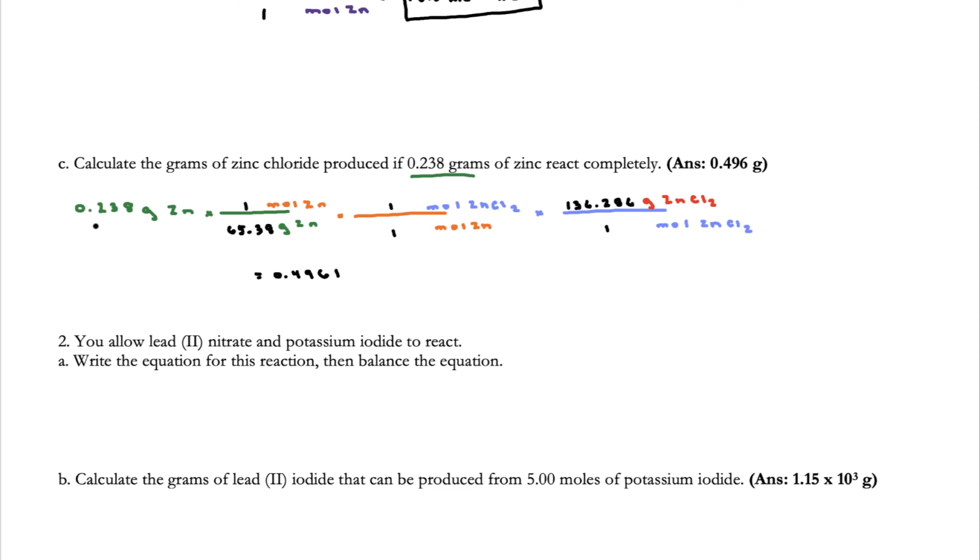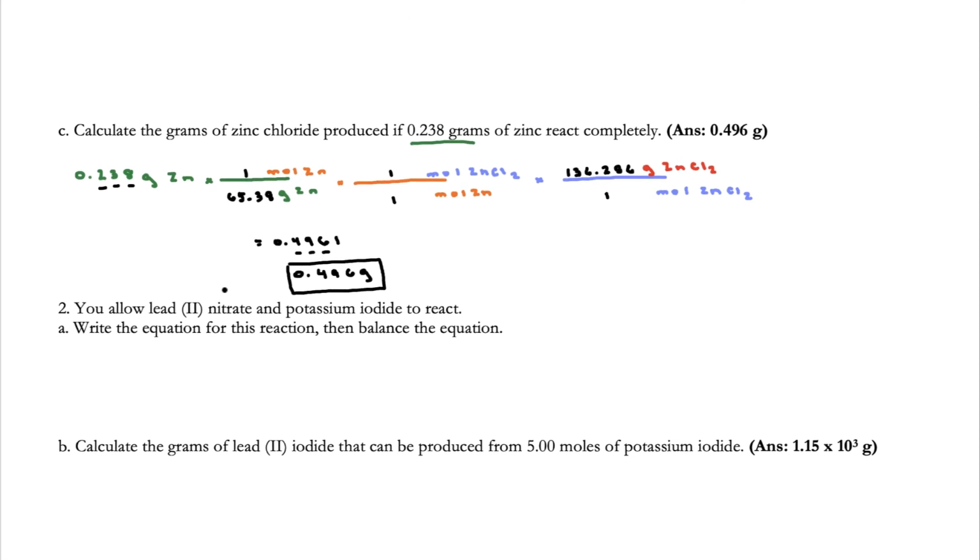Okay, keep in mind, I rounded a tiny bit, but I know how many sig figs I need. Keep in mind you need 1, 2, 3 sig figs. This 0 does not count because you're counting left to right, and you can't start counting on a 0. So I'm going to just keep these 3 sig figs here, so 0.496, and your units for this problem are going to be grams. All right, so what that tells me is if I start with 0.238 grams of zinc and all of it is used up and we have an ideal situation, what will be produced is 0.496 grams of zinc chloride.